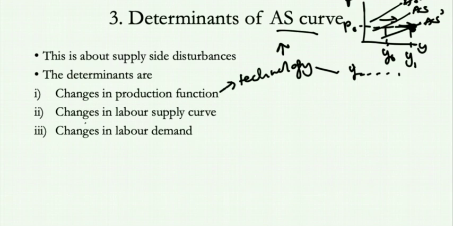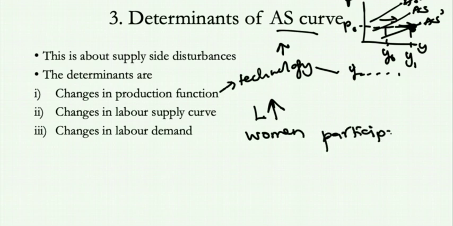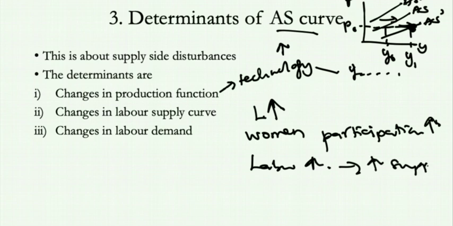Now let's look at the second one here, changes in labor supply curve. Now, changes in labor supply curve can happen. Let's say you want to talk about increase in labor supply. How can it increase? Let's say women participation increases. That's why labor force increases. So it leads to an increase in supply of labor, regardless of what happens to the labor market. You get what I mean here? Regardless of the price, the wage and whatnot.